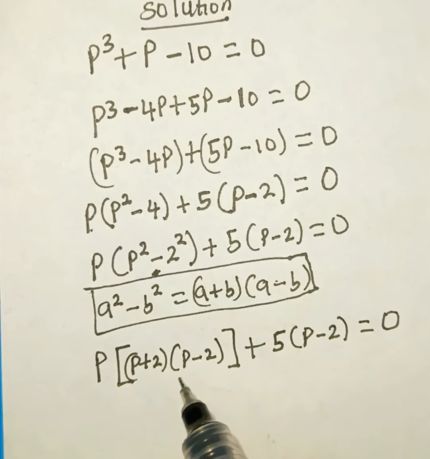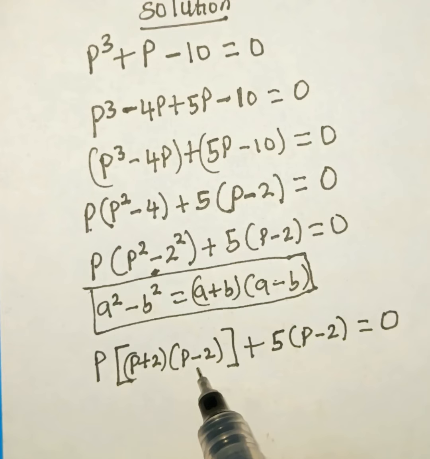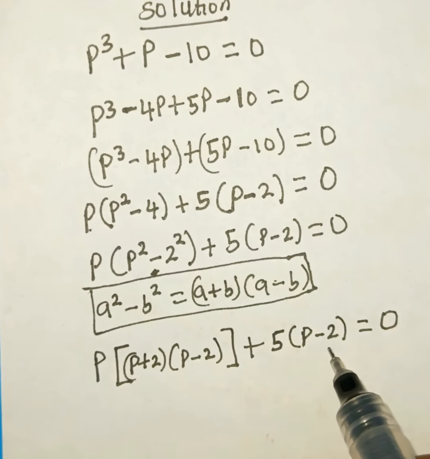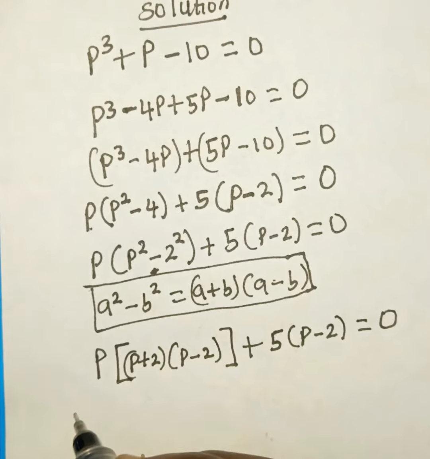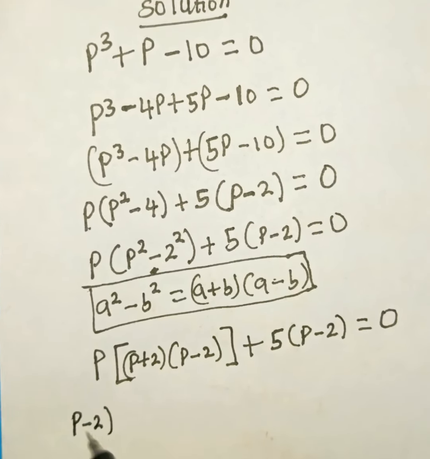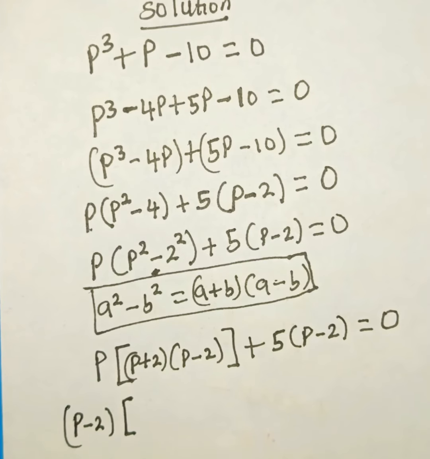Yes. The first part we have p minus 2 in common, p minus 2 in this bracket, and also p minus 2 in the second part. So p minus 2 is common. Therefore, we're going to factor out p minus 2. Now we're going to open another bracket and do the cancellation.